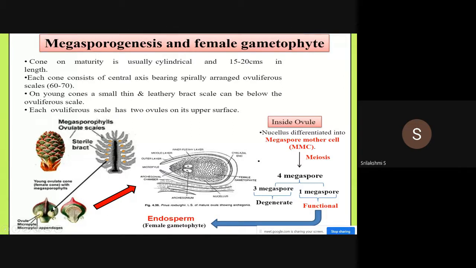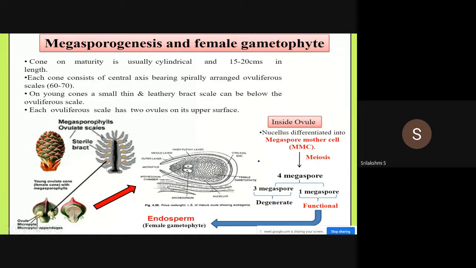These are called the ovuliferous scales, if you remember. So this is one such megasporophyll. The sterile tip is called the apophysis, the stalk is also sterile, and then these are the two ovules or the megasporangia.